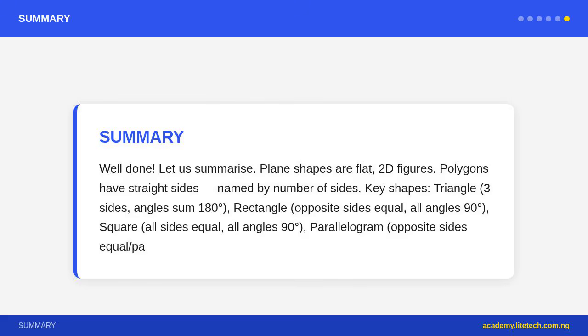Key shapes: triangle, 3 sides, angle sum 180 degrees. Rectangle, opposite sides equal, all angles 90 degrees. Square, all sides equal, all angles 90 degrees. Parallelogram, opposite sides equal and parallel. Rhombus, all sides equal, diagonals perpendicular. Trapezium, 1 pair of parallel sides. Kite, 2 pairs of adjacent equal sides. Circle, all points equidistant from center. Key formulas: rectangle area equals LB, triangle area equals 1/2 bh. Trapezium area equals 1/2 (a plus b) h. Circle, C equals 2 pi r, A equals pi r².